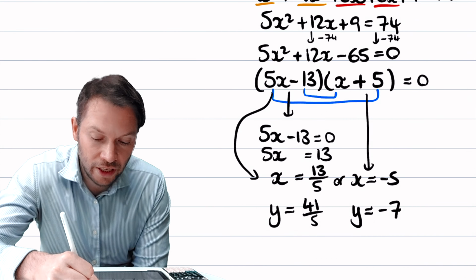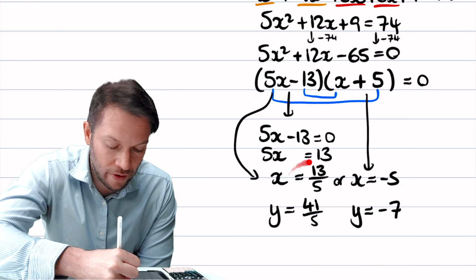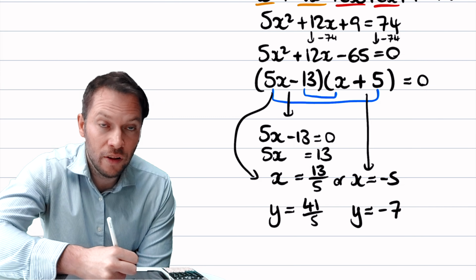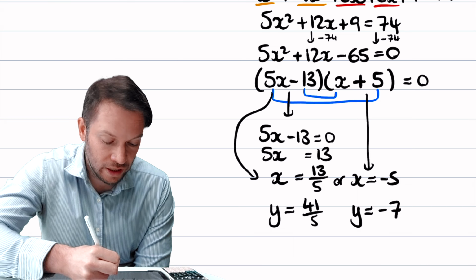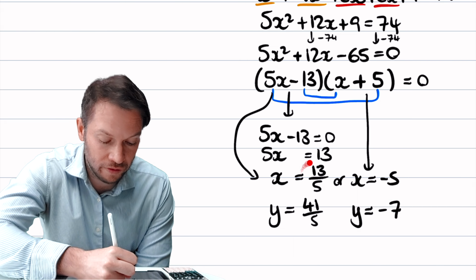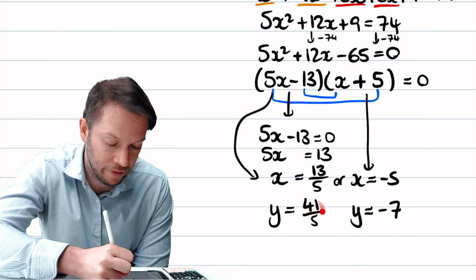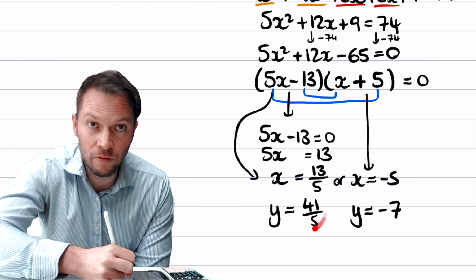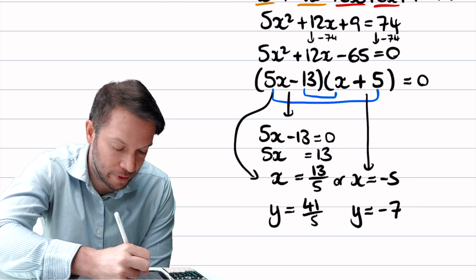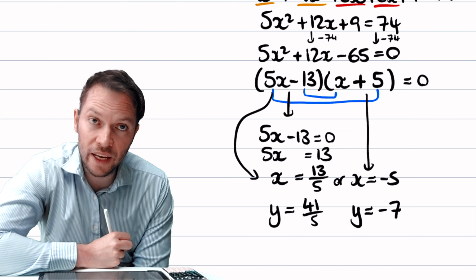And just remember that you need to make sure that whatever the order of the values of x were, the y needs to be in the same order. So if your first value of x was 13 over 5, and the corresponding value of y was 41 over 5, that needs to be the first value of y, so that these link up and these link up like that. And that is the final answer.